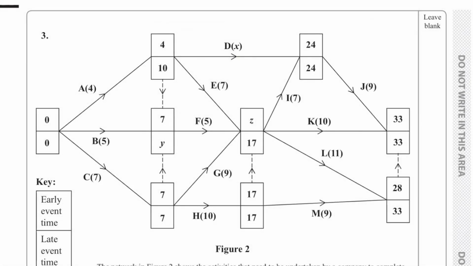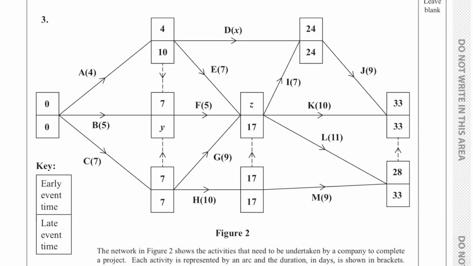Okay, so we're now looking at question number 3 from the Jan 2020 D1 paper. Here we're given an activity diagram, and the question asks us to find some unknowns. We have an X as a duration, a Z as an early event time, and a Y over here as a late event time.